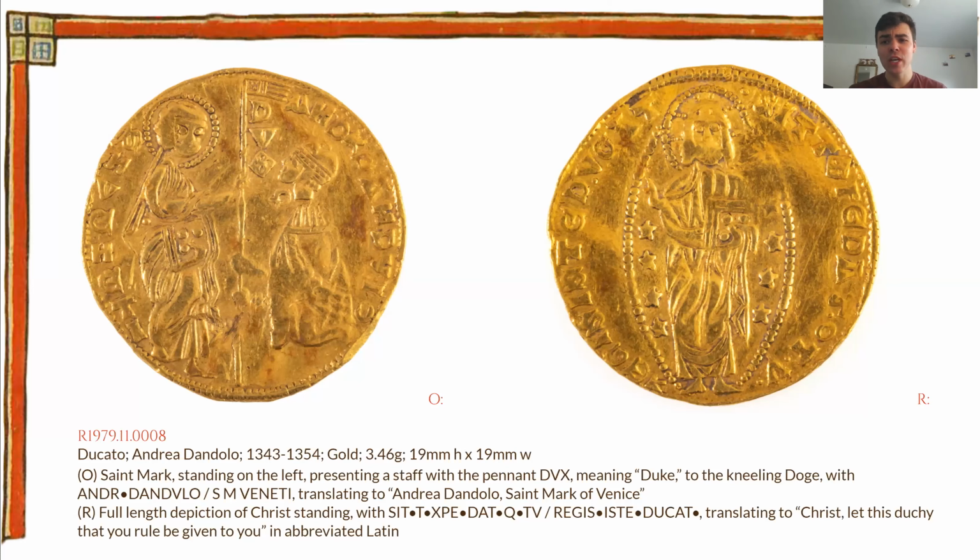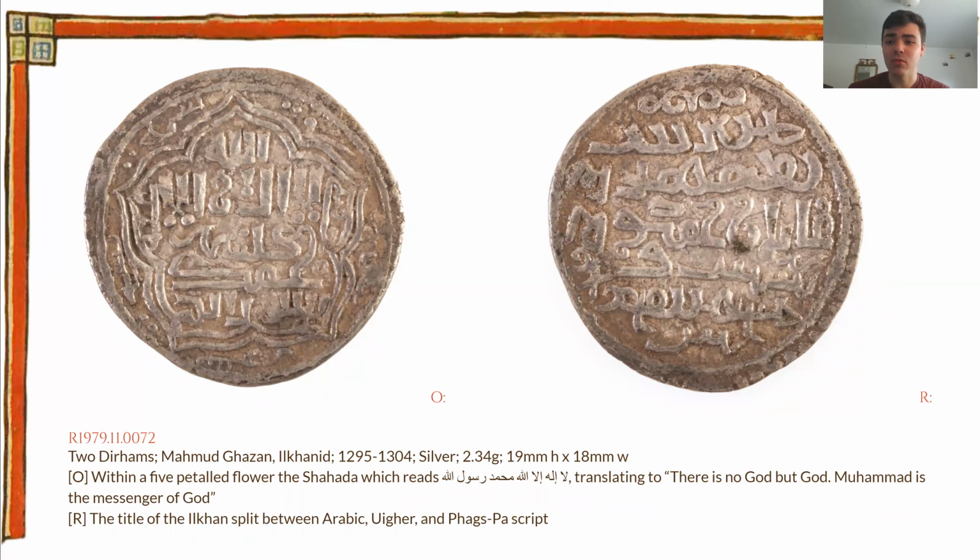But Muslim coinage is actually pretty different from European coinage in that it doesn't really have a lot of images. Because of the nature of Islam, they are particularly against iconography. And for that reason, you don't see a lot of images in Muslim coinage. Instead, you have geometric patterns like the ones that we're seeing here.